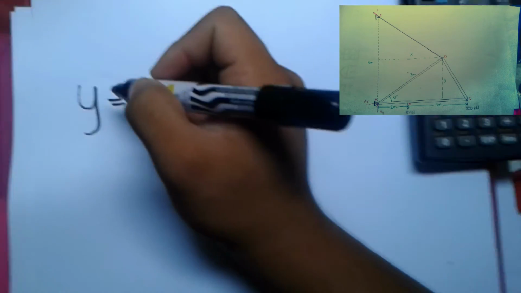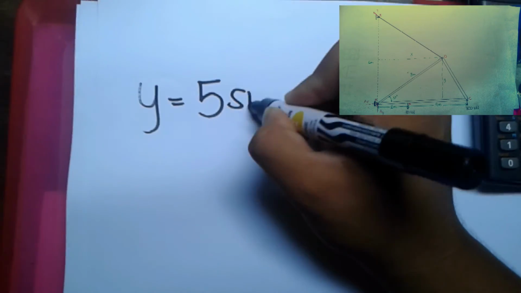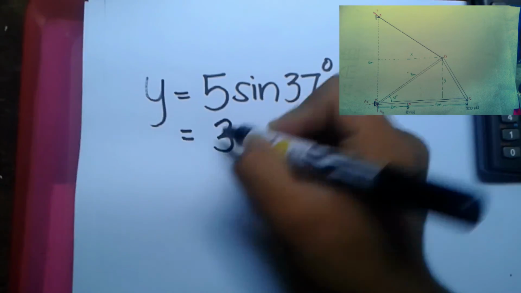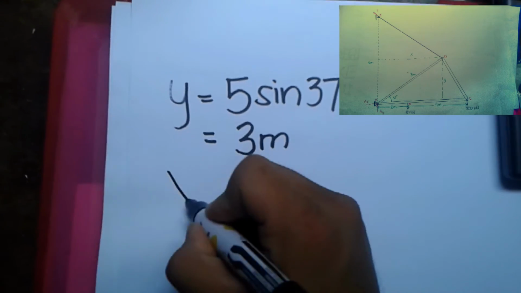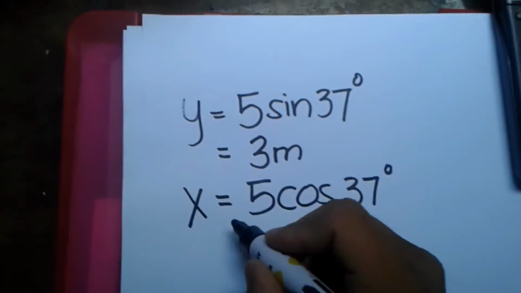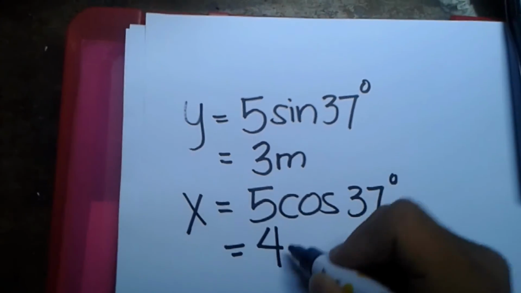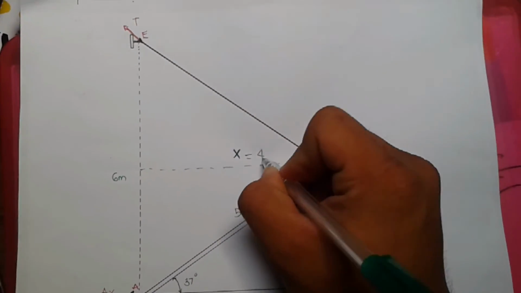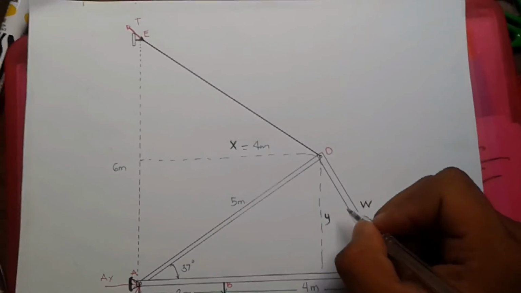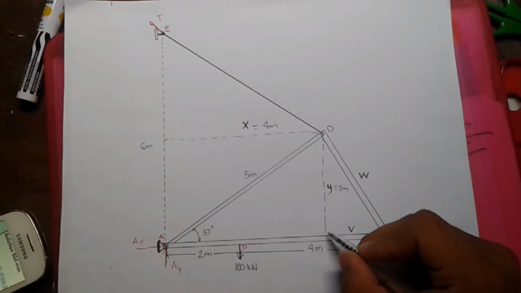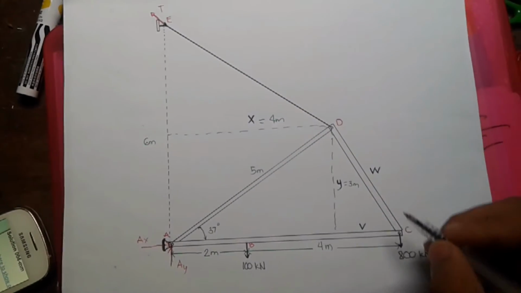Using SOH CAH TOA, y is equal to 5 sine 37 degrees. So we will get y is equal to 3 meters. And x is equal to 5 cosine 37 degrees. We will get x is equal to 4 meters. After getting x and y, he assigned D as the horizontal distance of D to C, and W as the length of member DC.